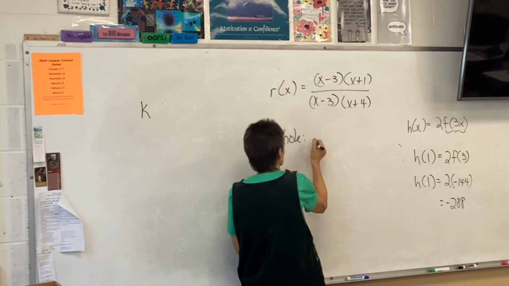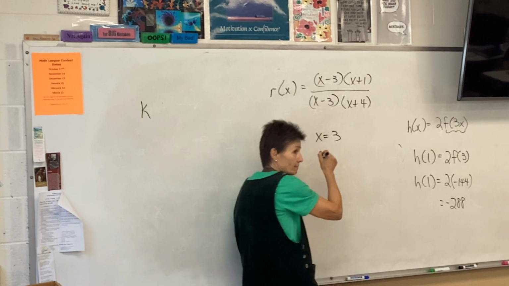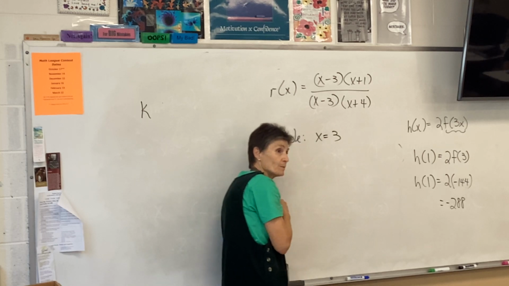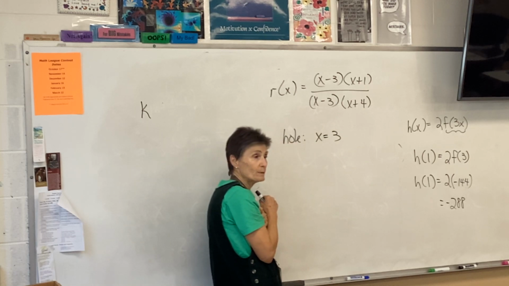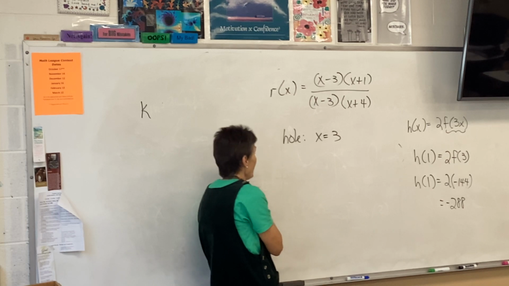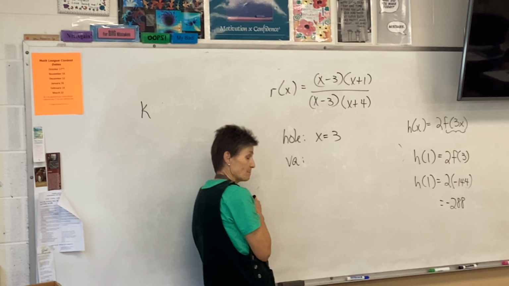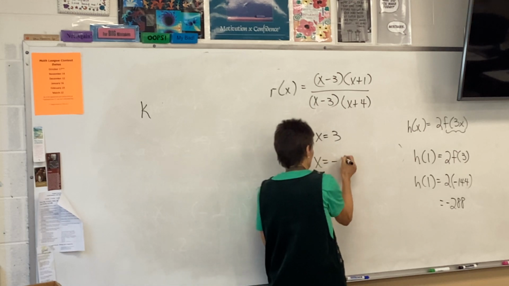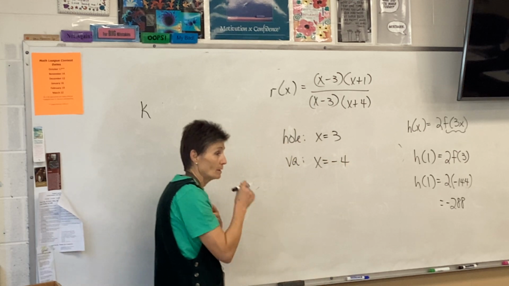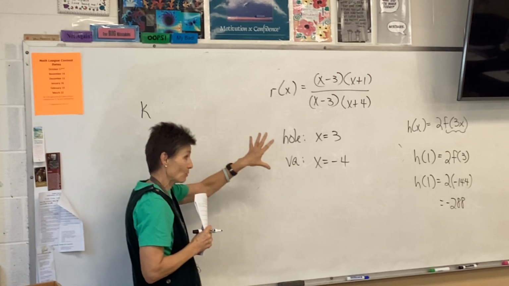Where's the hole? X equals 3, right? That's the x value of the hole. We could plug it in and find the y if we needed it. Maybe we will later. How about asymptotes? We have a vertical asymptote at -4. Now, that's the original picture.